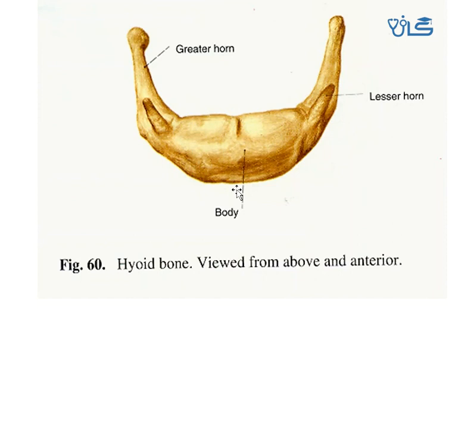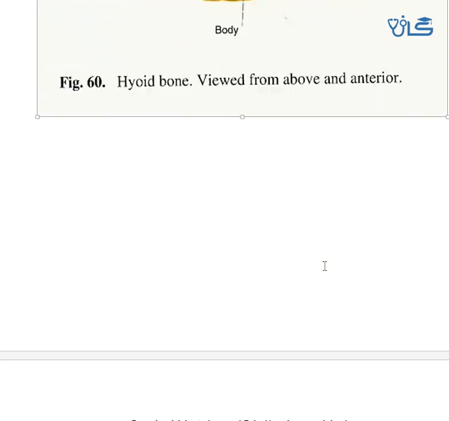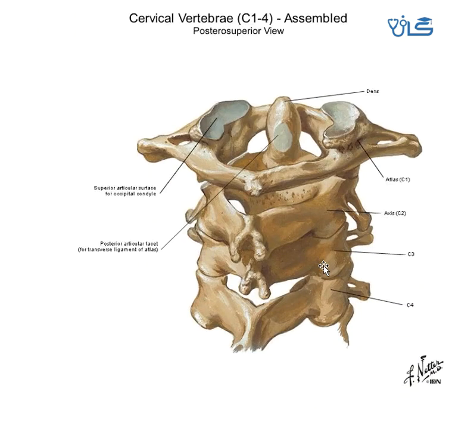This one is hyoid bone. The hyoid bone is suspended in the neck by some muscles and ligaments. The hyoid bone has a body anteriorly and a lesser horn and greater horn laterally. And in this figure you can see cervical vertebra. There are 7 cervical vertebrae in the neck.